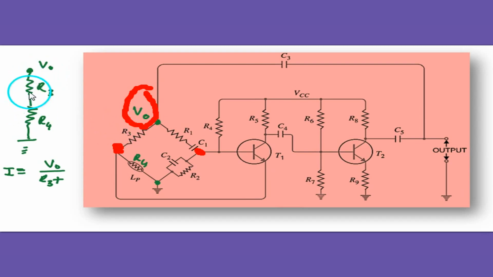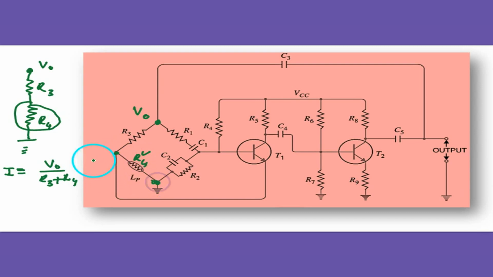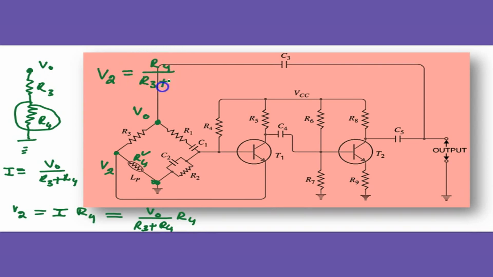We can find that voltage, like the current is flowing through this arm. Okay, current by Ohm's law. That current is V0 upon R3 plus R4. That current flows, then that current builds a voltage across R4. By using Ohm's law, we can find that V2. V2 is I into R4. So this is the current which is flowing. Now voltage across R4 is I into R4. So V2 becomes R4 upon R3 plus R4 into V0.